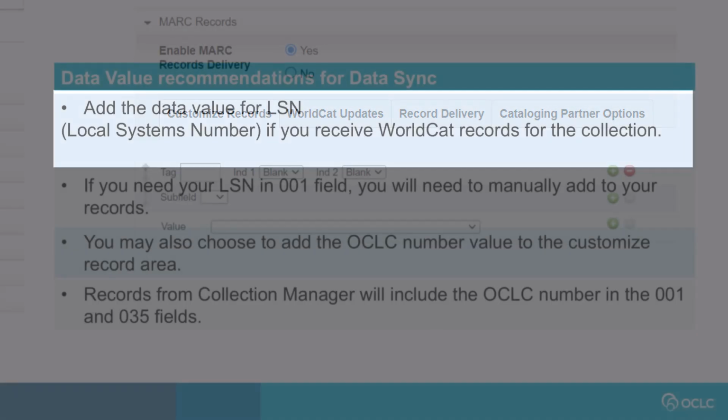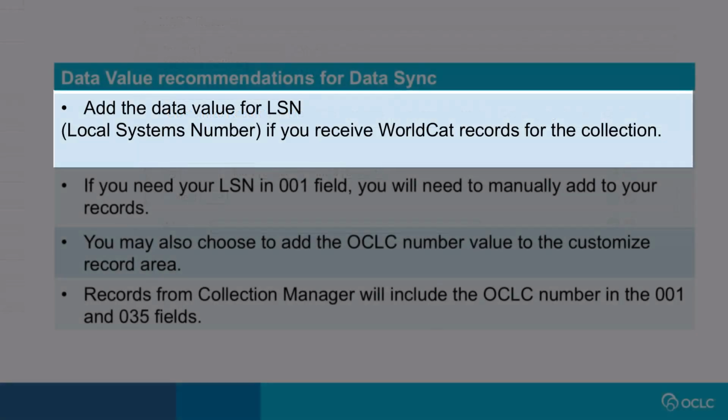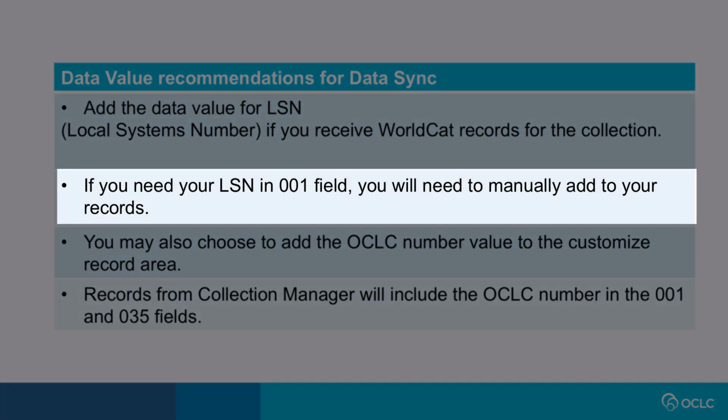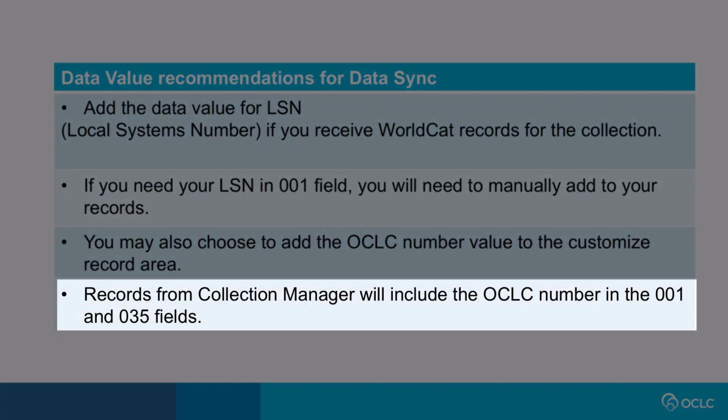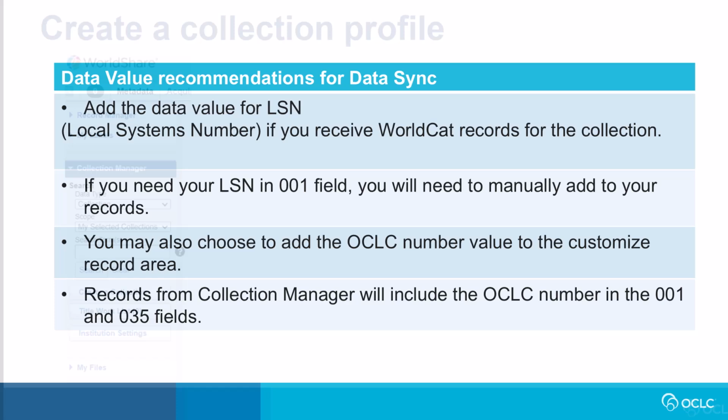For data sync collections, it is recommended that you add the data value for LSN, local system number, if you receive WorldCat records for the collection. If you need your LSN in the 001 field, you will need to add that manually to your records. You may also choose to add the OCLC number value to the customized record area. Records from Collection Manager will include the OCLC number in the 001 and 035 fields.